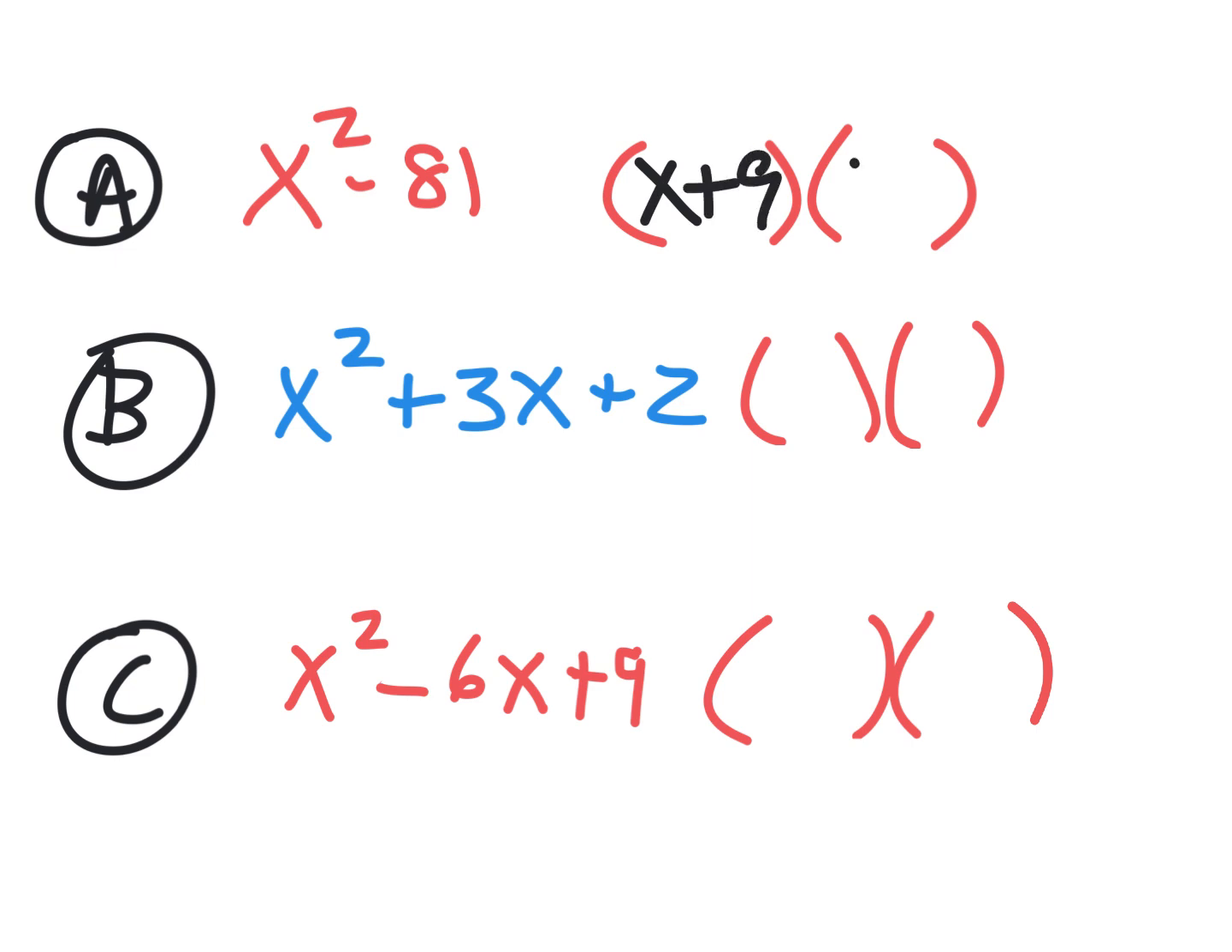X plus 9, X minus 9. Raise your hand if you had that one right. Good. Next one. X plus 2, X plus 1. Raise your hand if you had that one right. Okay, last but not least, X and X.